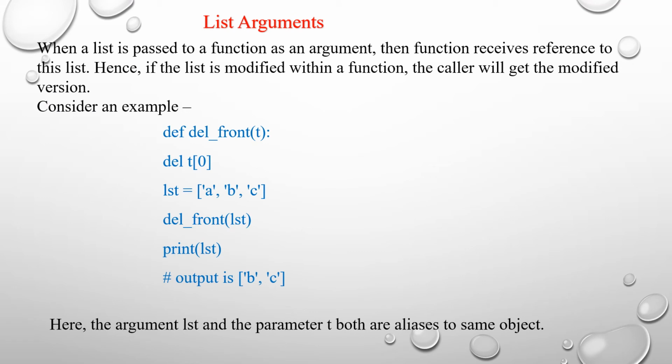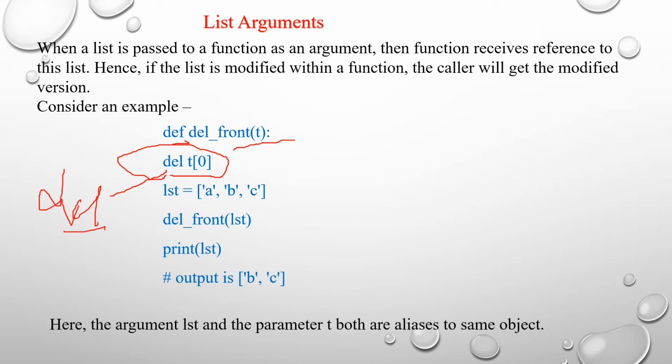When a list is passed to a function as an argument, the function receives a reference to this list. Hence, if the list is modified within the function, the caller will get the modified version. For example, take def here, and def is the function. I am declaring the function and I name it del_front of t. Here I'm going to delete the t of 0th indexing value. So del is the operator.